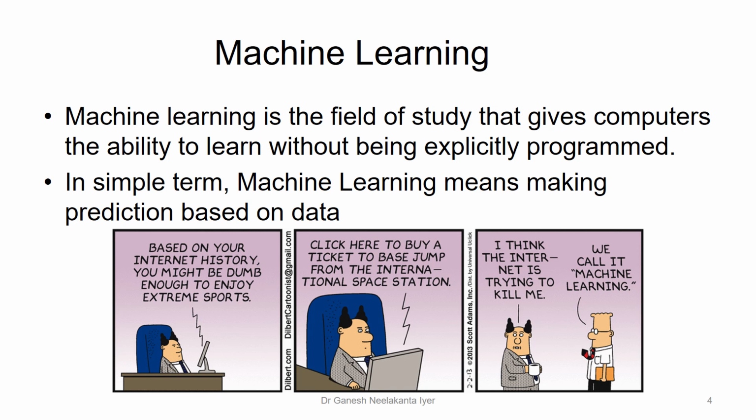So just a quick recap. What is machine learning? Machine learning is a field of study that gives computers the ability to learn without being explicitly programmed. So in very simple words, we can say machine learning means making predictions based on data.